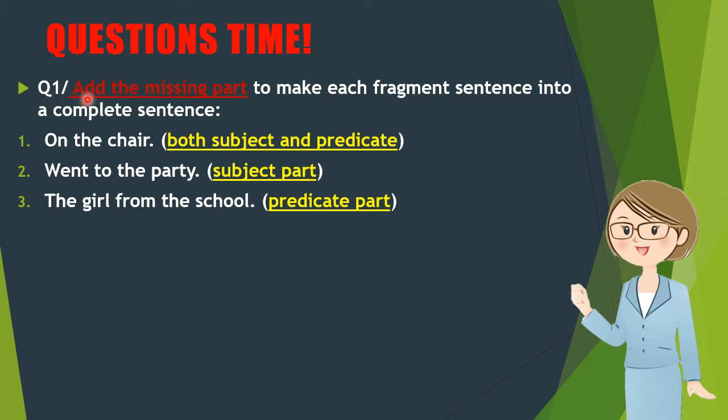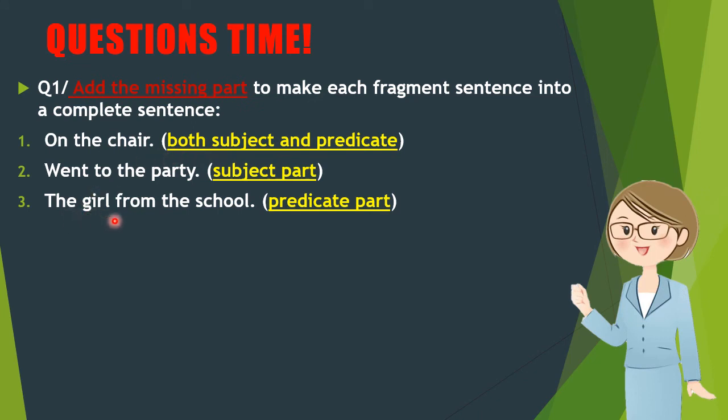It's question number 1. Add the missing part to make each fragment sentence into a complete sentence. So here I have 3 different fragment sentences, uncompleted sentences, and you're going to make them complete by adding the missing part that it's asking from you right here. On the chair, you will add both subject and predicate to it in order to make it a complete sentence. Went to the party, you're going to add a simple subject to it, okay? Just any subject that you want, and it will be a completed sentence.